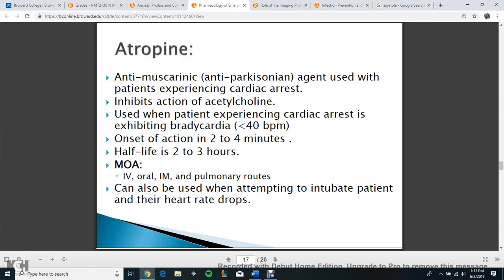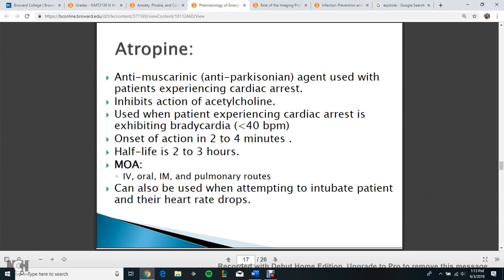Atropine, an anti-muscarinic and anti-Parkinsonian agent, is used with patients experiencing cardiac arrest. It inhibits the action of acetylcholine, and is used when patients are experiencing cardiac arrest and exhibiting bradycardia with a heartbeat less than 40 beats per minute.